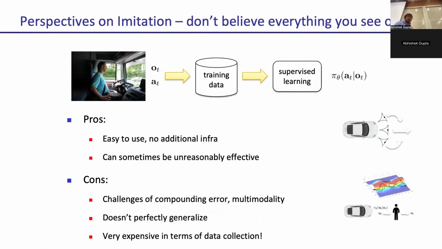Okay, so to conclude imitation learning, you'll see a lot of stuff online. A lot of it is imitation learning. A lot of it is going to tell you the world is solved. It's certainly not solved. It can be unreasonably effective. But there are fundamental challenges of compounding error and multimodality, which make it hard to be reliable all the time. It doesn't always generalize, and it can be really expensive in terms of data collection. If you want to collect 10,000 hours of data, that could be tens of millions of dollars.